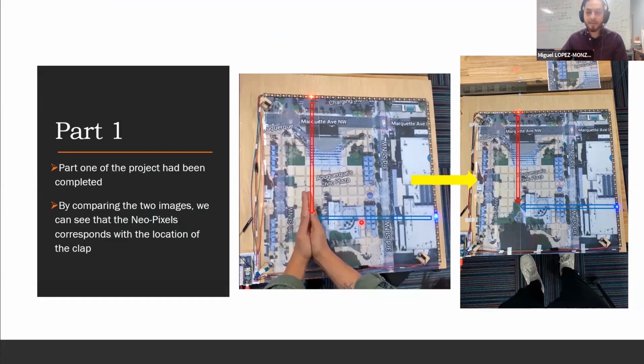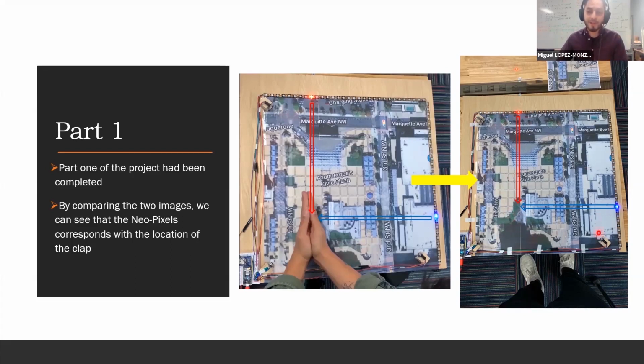As you can see here, by comparison of these two pictures, we can distinguish that it's pretty precise about where the actual sound happened. Here's a clap, and here's the corresponding NeoPixel lighting up for both of them. And as you can see here without the hand, it's pretty much precise. So we know it works, it's precise. And I'm very proud of myself, being able to do this was amazing.